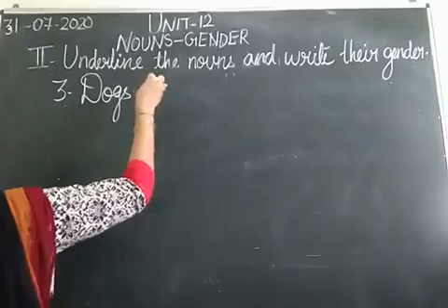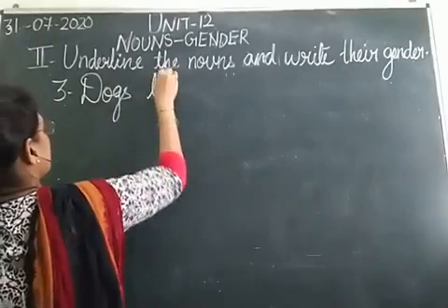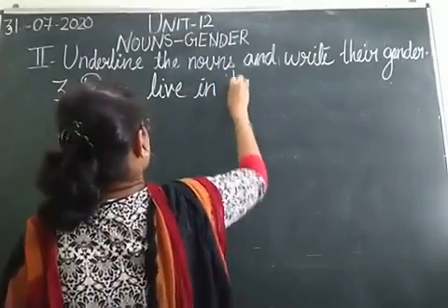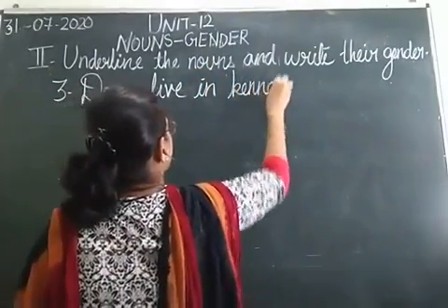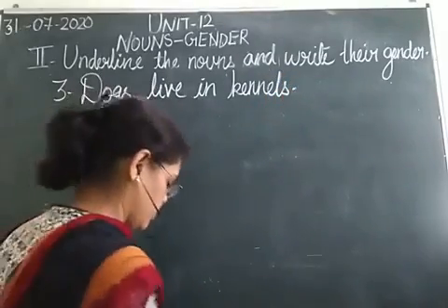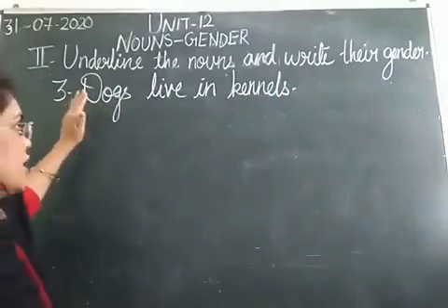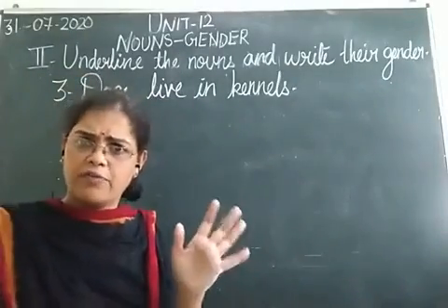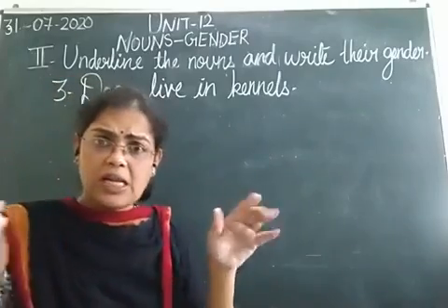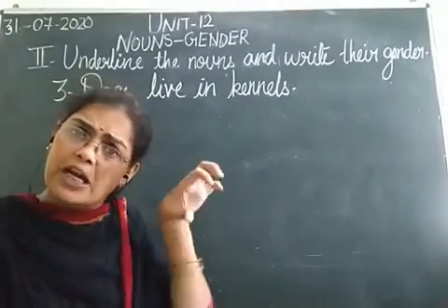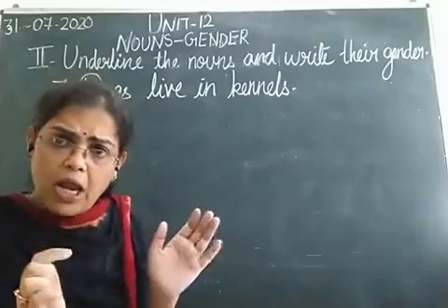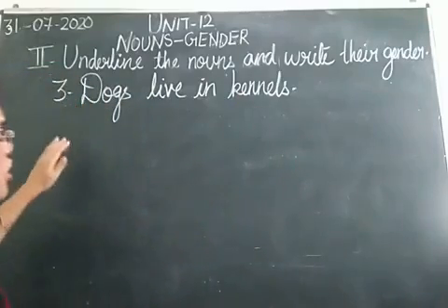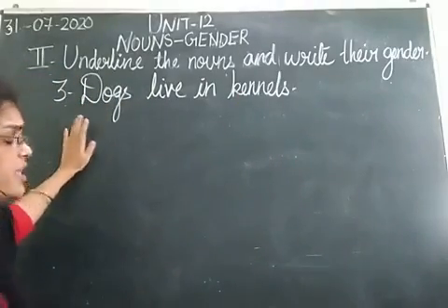Dogs live in kennels. Now, students, our third sentence is dogs live in kennels. I believe all of you know what a kennel is. बेटा kennel एक छोटा सा dog house होता है जिसमें dog रहता है. जो small house जिसमें dog रहता है उसको क्या बोलते हैं बेटा? Kennel. Fine. So now we need to identify and underline the nouns.